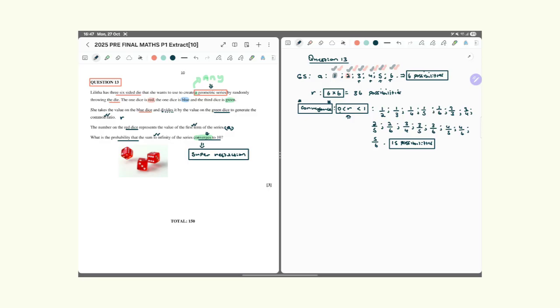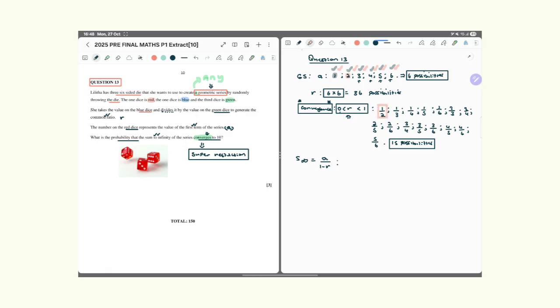So now, folks, we know that the sum to infinity is going to be A over 1 minus R. So how do we deal with this? Now we need to decide which common ratio would work. Let's say we've got a half.